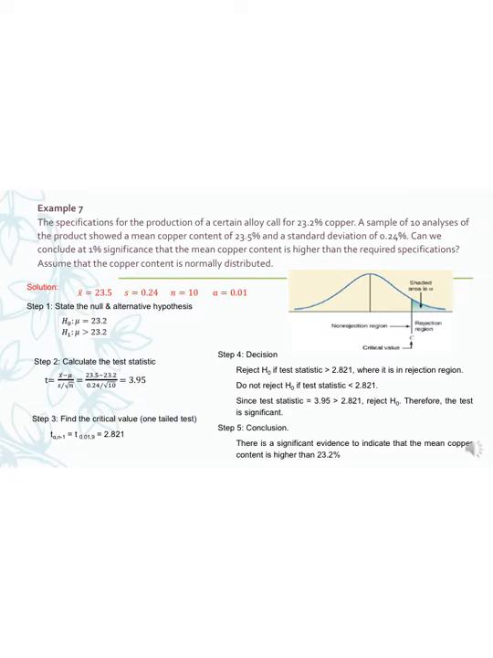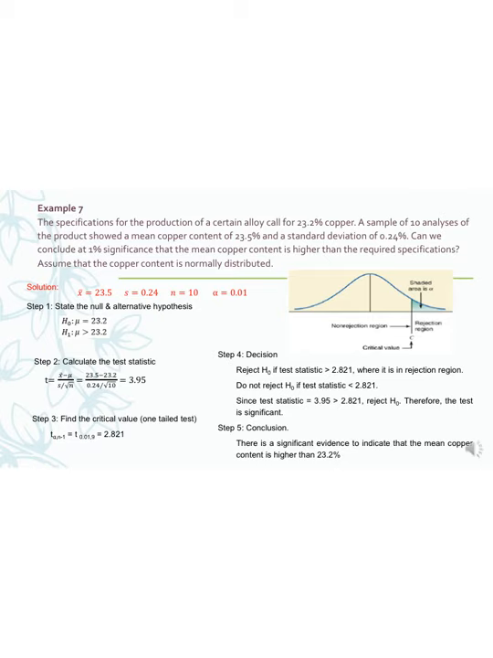Okay, let's take a look into example 7. The specification for the production of a certain alloy calls for 23.2% copper. A sample of 10 analyses of the product shows a mean copper content of 23.5% and standard deviation of 0.24%. Can we conclude at 1% significance that the mean copper content is higher than the required specification? Assume the copper content is normally distributed.